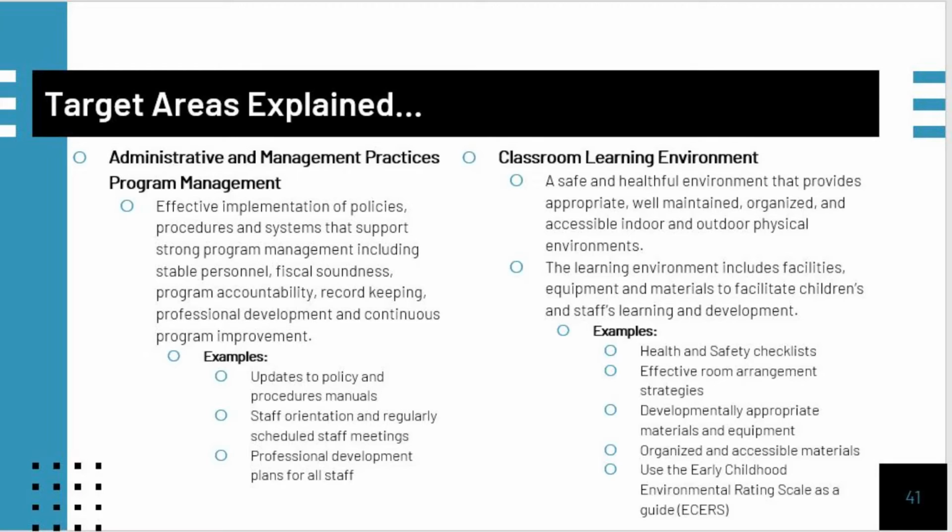You can purchase developmentally appropriate material and equipment, or create or make it from recyclable goods, and you can have pictures of this, or the teacher can document it through a note. Organized and accessible materials, or you can even use the Early Childhood Environmental Rating Scale. This is a guide that can help you to rearrange your classroom.